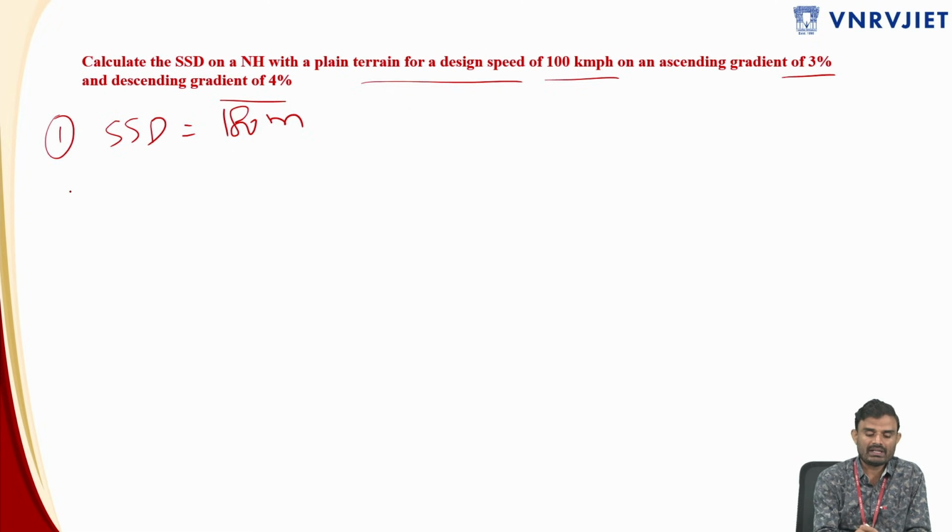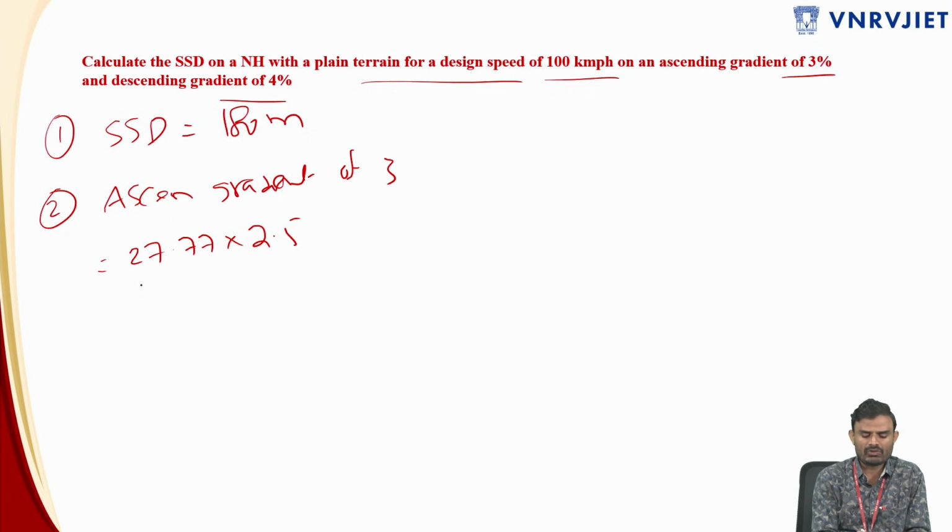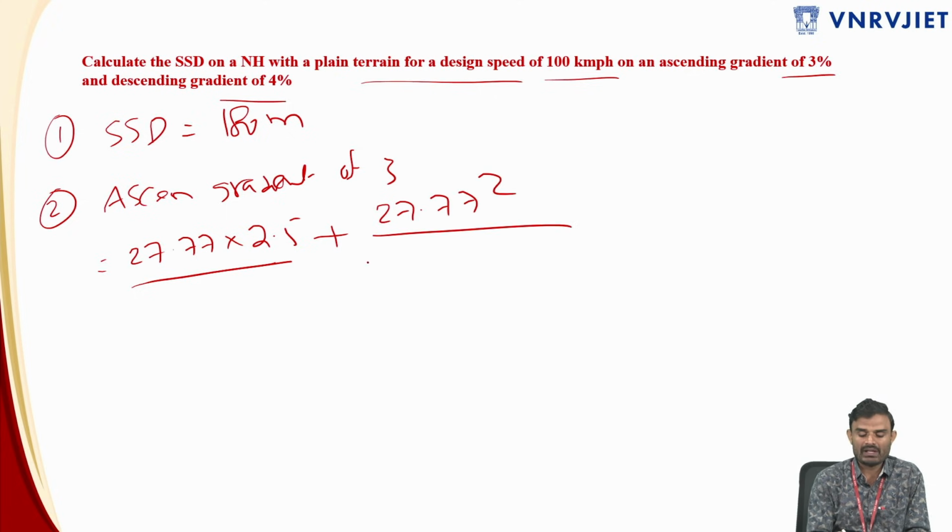Now we are going to calculate for an ascending gradient. I'll take this as case 2, an ascending gradient of 3%. Your formula will become SSD is equal to Vt, which is nothing but 27.77 multiplied by 2.5. There won't be any change in the value of the lag distance. There will be only a change in braking distance: V square, 27.77 whole square, divided by 2 into g, 9.81, multiplied by f.